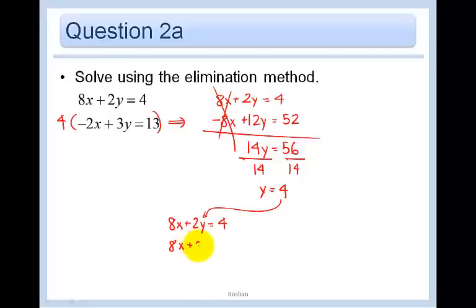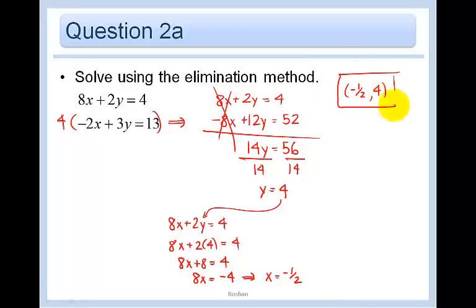8x plus 2 times 4 equals 4. 8x plus 8 equals 4. 8x equals negative 4. In other words, x equals negative 1/2. So our solution would be negative 1/2, 4, if we want to write it as an ordered pair.